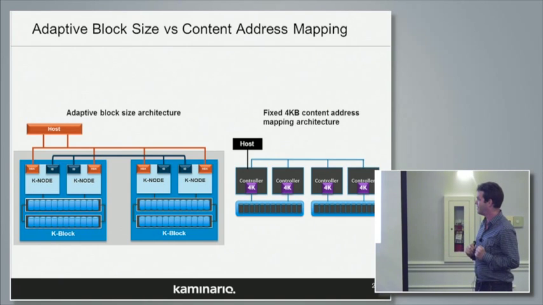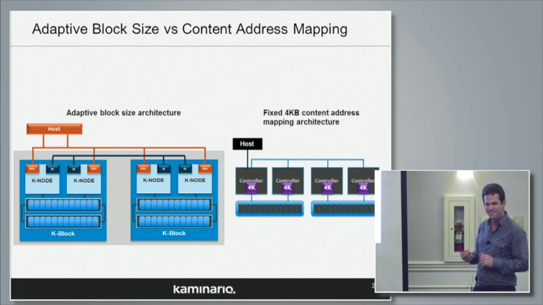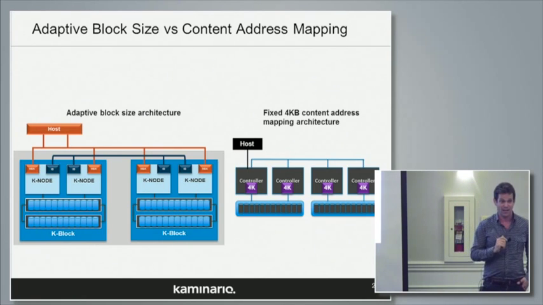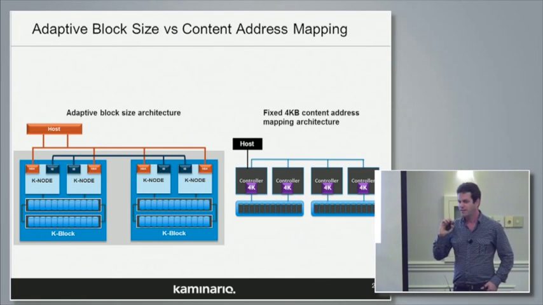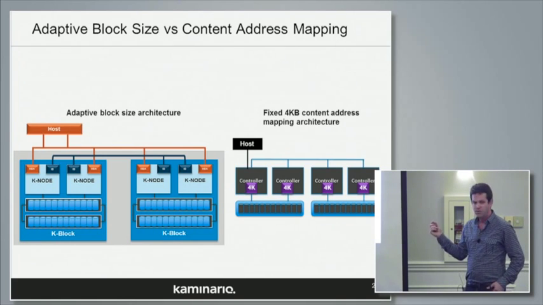There are even some vendors doing 16K, but this is not common. So what's going on is that this architecture is splitting a 16K IO into 4 different IOs of 4K, and the address of each 4K is determined by the content.